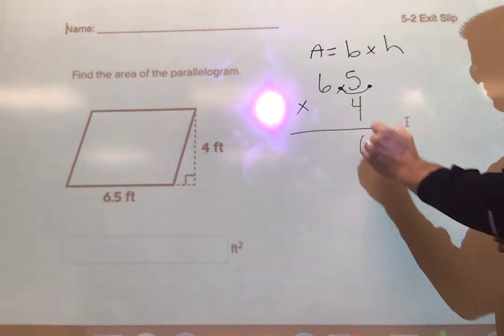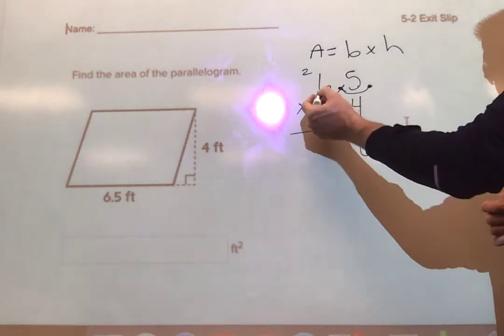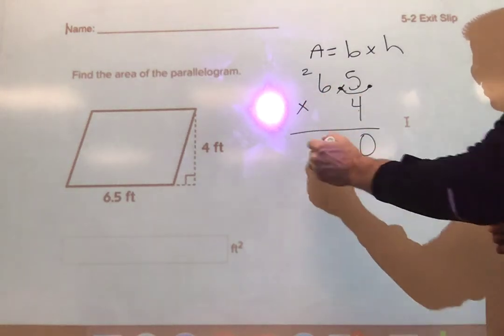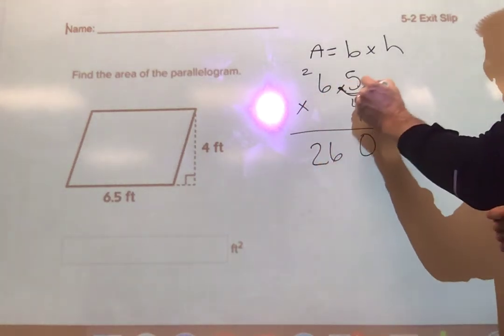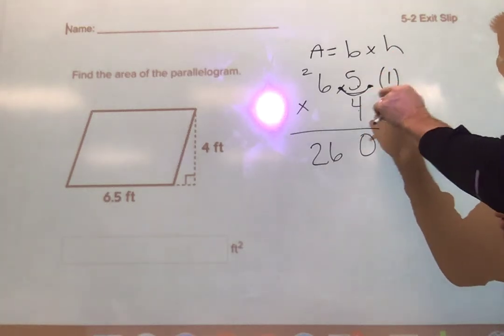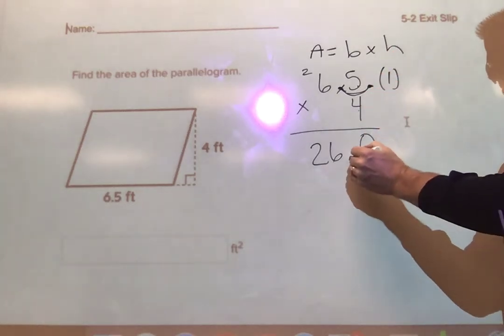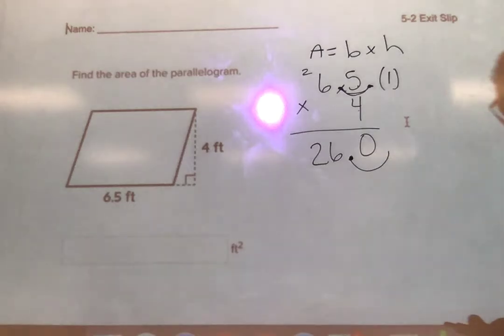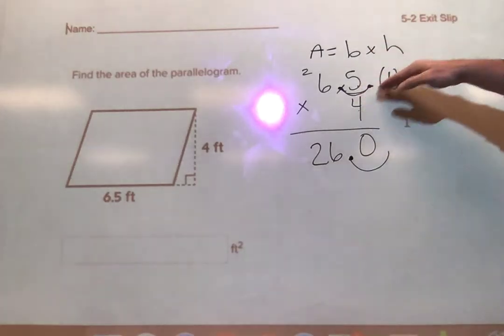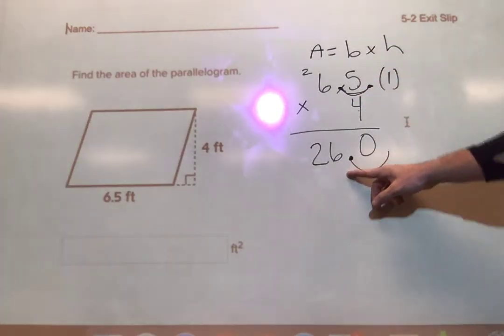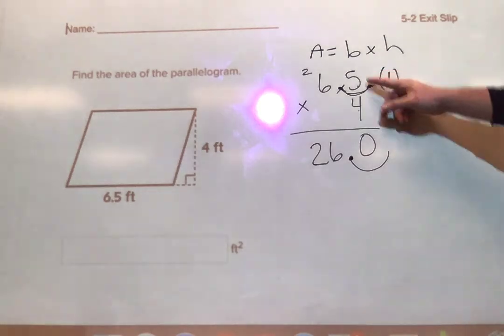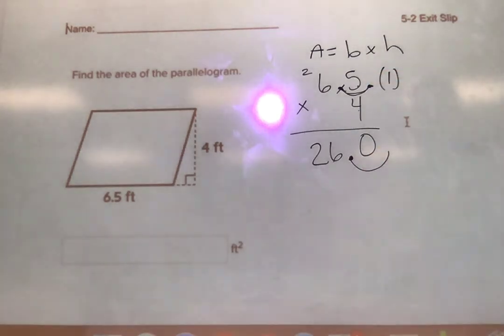5 times 4 is 20. I'm going to carry that 2. 4 times 6 is 24. Plus 2 is 26. And remember, I moved it over 1 time to make it 10 times bigger, so I need to make it 10 times smaller where it's supposed to be. And that undoes what I did when I made it 10 times bigger and puts it back where it should be. So 6.5 4 times comes up with 26.